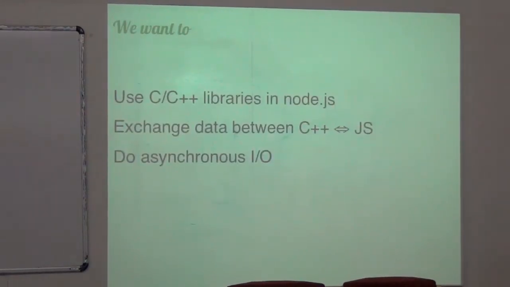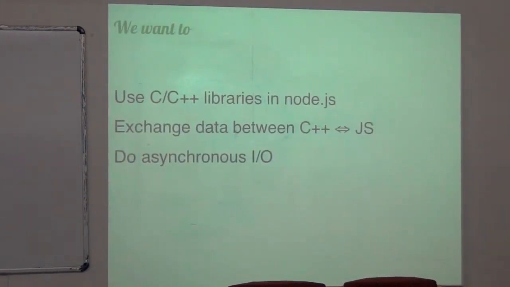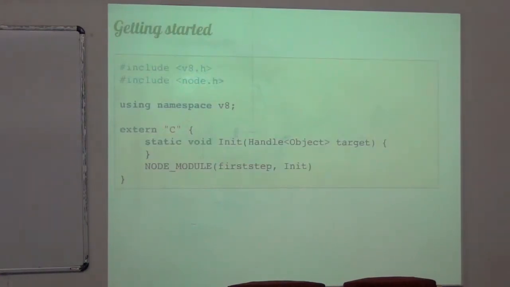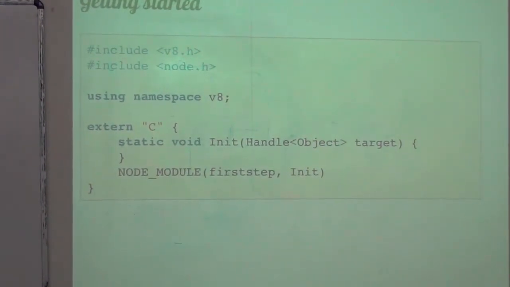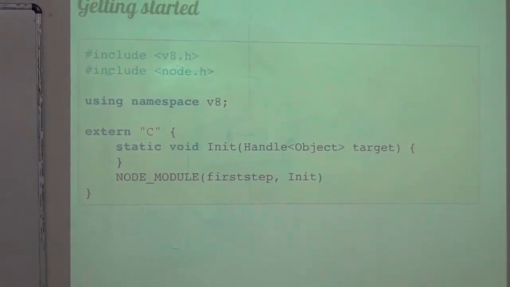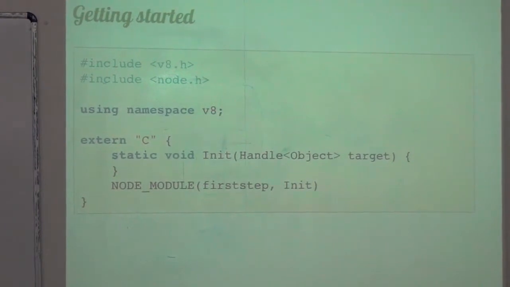So what we want to do is use C++ libraries in Node.js, exchange data between C++ and JavaScript, and the main part, which is to do asynchronous IO with Node. I don't know if I have enough time for the async IO part, but let's see what happens. This talk is very code heavy. You will see a lot of C++ on screen. So if you have any questions at any point, just stop me.